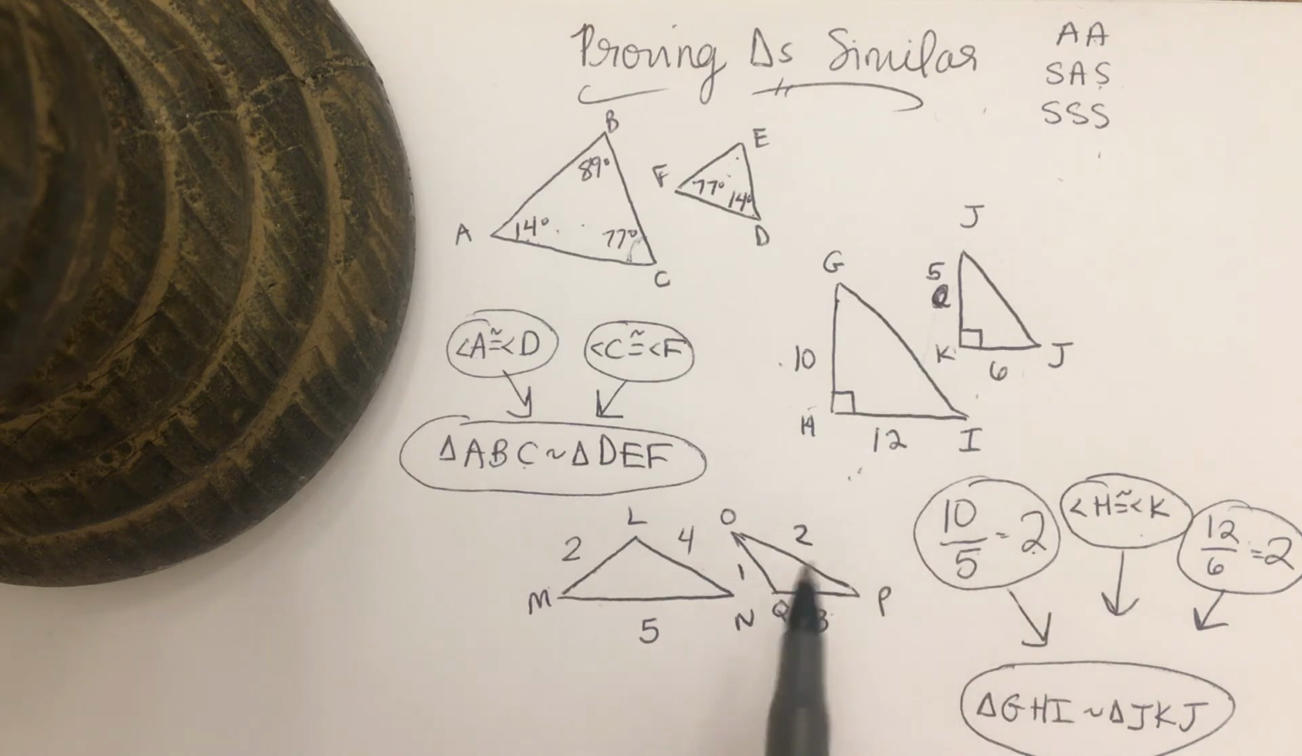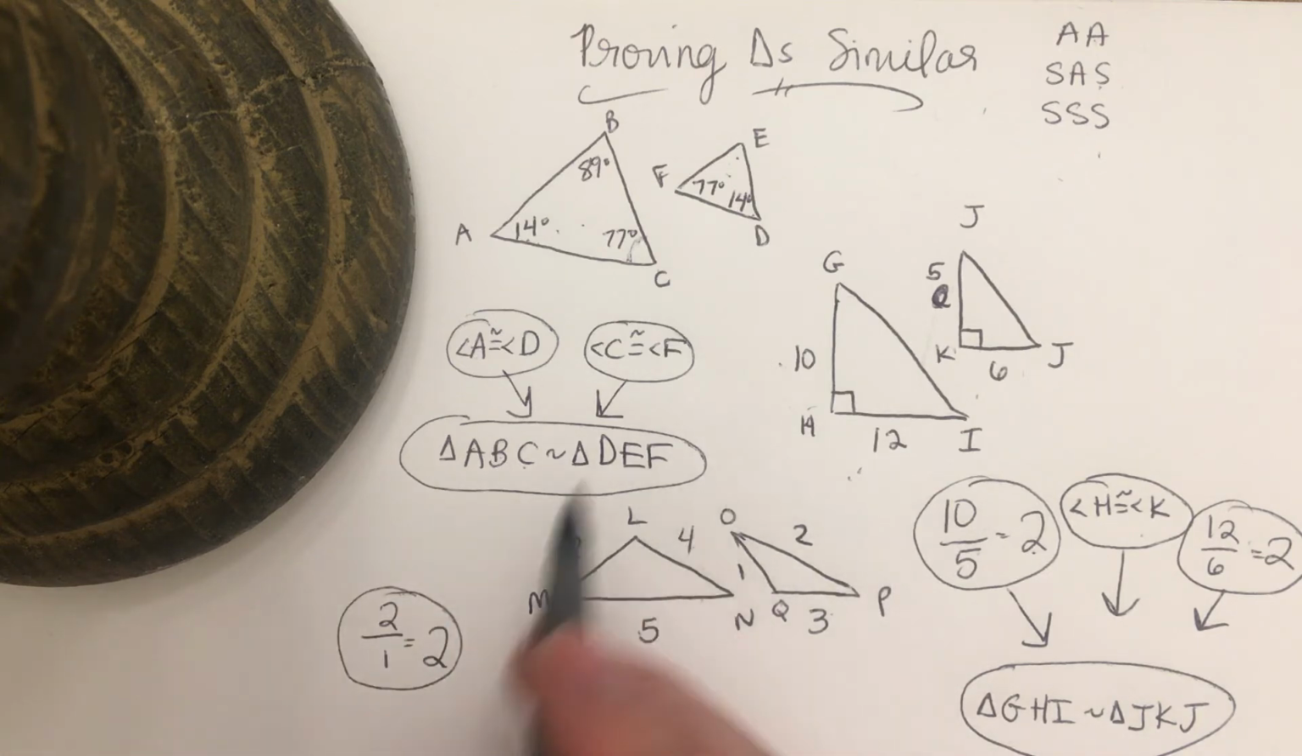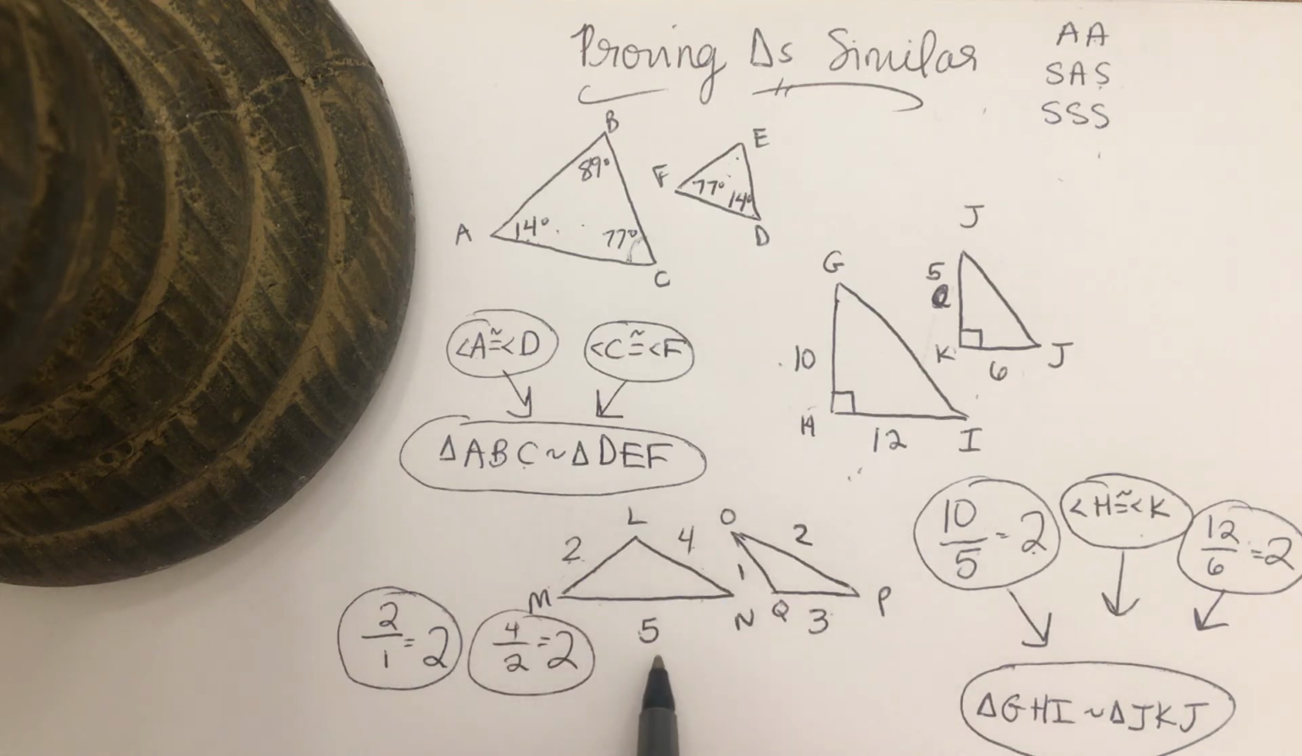So we are always going to correspond our shorter sides together. So for example here, 2 is the shortest side on triangle MLN. So I'm going to say 2 corresponds to the shortest side over here, which is 1, and that's going to reduce to 2. So that's one of my side bubbles. The middle side here is 4, and 4 corresponds to 2 over here, so 4 divided by 2. So far, so good. And then my last one, 5 is my longest side divided by 3. And that does not reduce to 2. That reduces to 1.67, repeating. So because of this, my conclusion is that they are not similar.